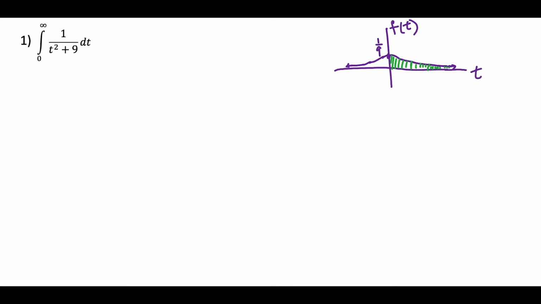So for these type of questions, the major idea is we want to know, does this curve decrease fast enough so that our area is finite? And if it doesn't decrease fast enough, the area diverges. So here, this is what we're actually trying to find.